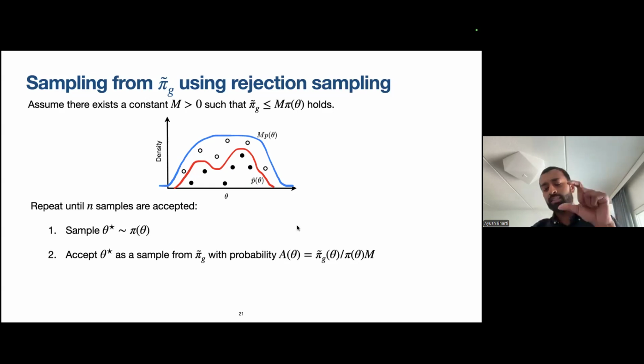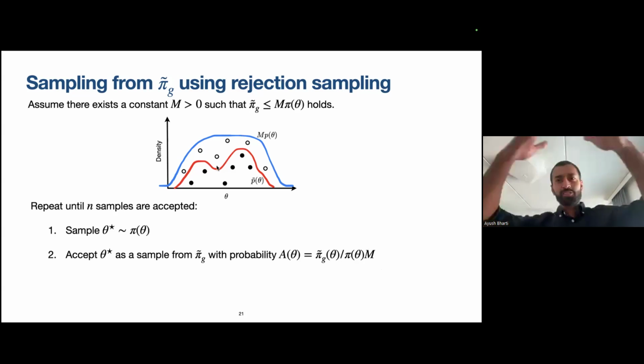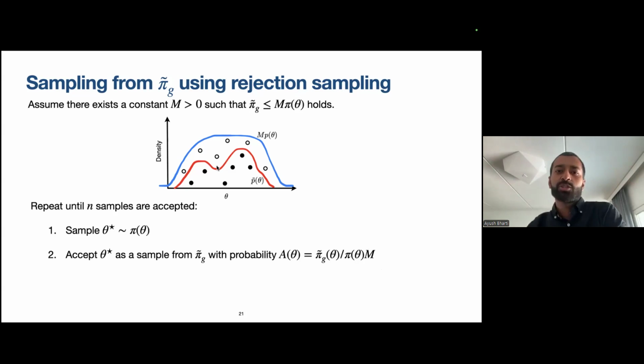And this probability is basically the density divided by this blue density. So the red one is, let's say, this pi tilde, and then the blue one is some constant times your target, which is pi. So as long as you can find an m, which is some constant, such that this condition holds, you can sort of cover the density that you want to sample from, and then you sample from this blue density, and then you accept or reject, based on this divided by this ratio, right?